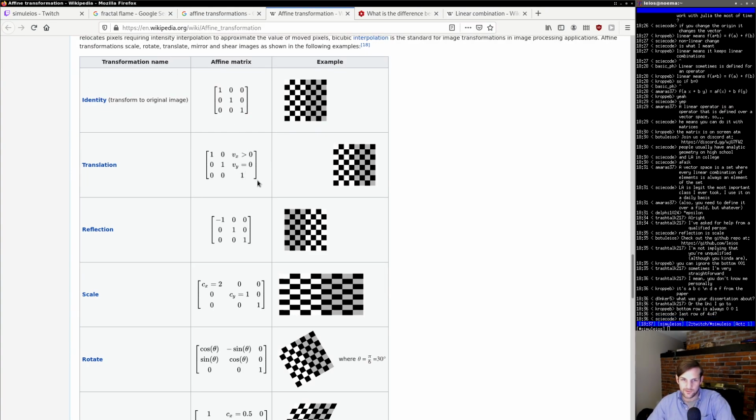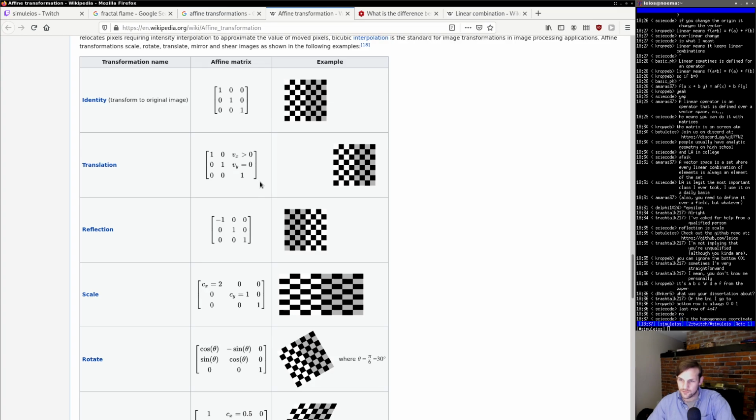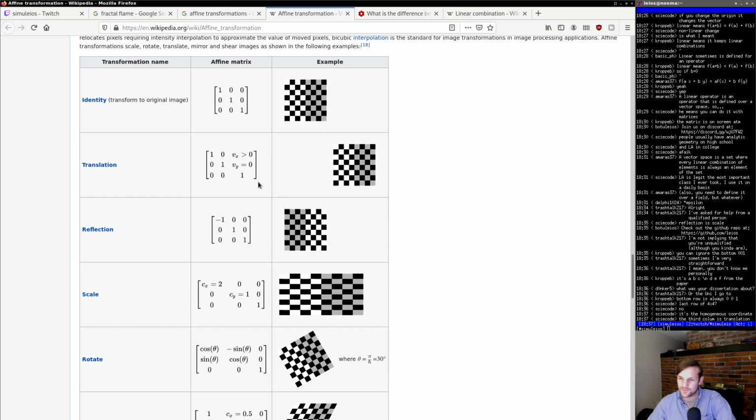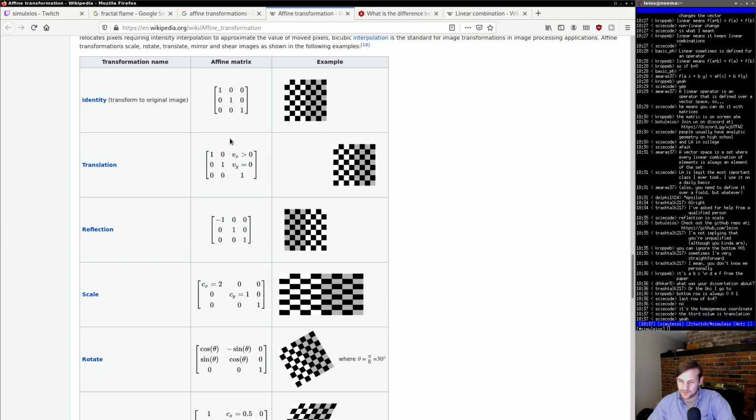The last row of the 4x4? The last row of 4x4. It's the homogeneous coordinate. I don't know what that means. Sorry about that. Third column is translation. Yeah, third column is what I meant, not third row. Third row, you're saying, is a homogeneous coordinate. What does that mean?